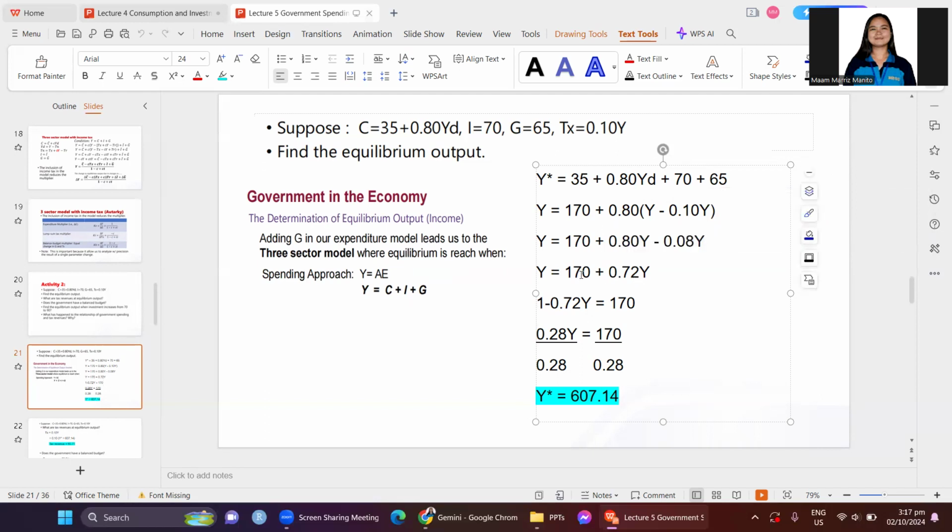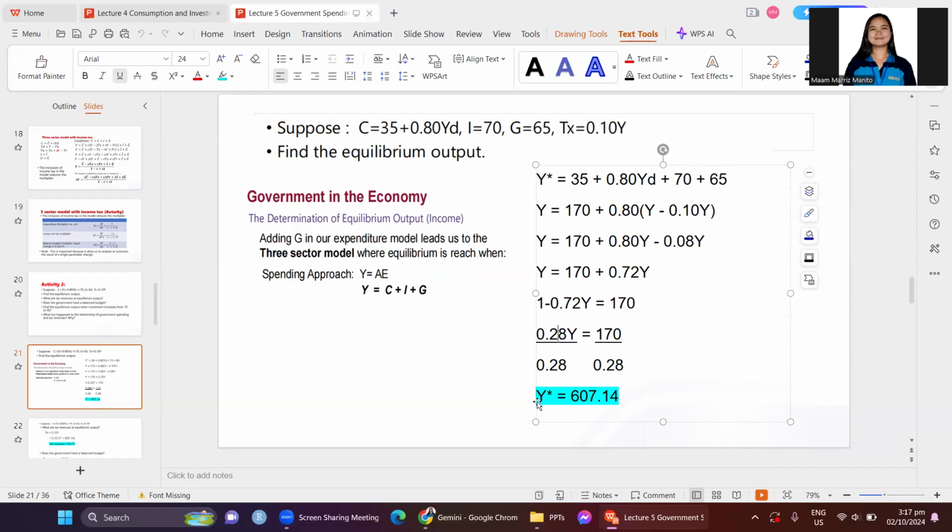And then we will transfer 0.72Y to the other side. So that will be 1 minus 0.72Y, so that will be 0.28Y. And then you divide both sides by 0.28Y.